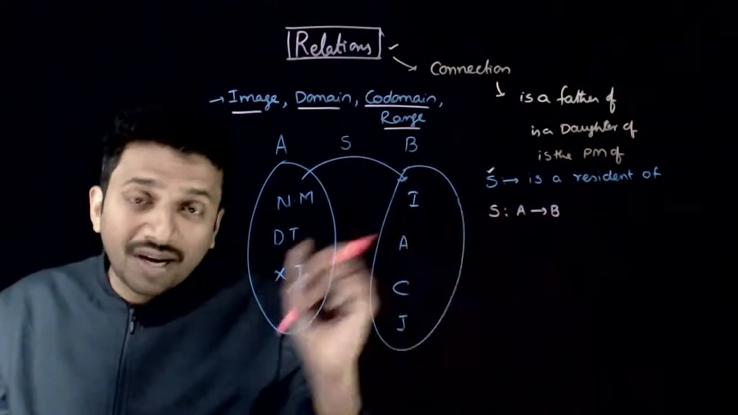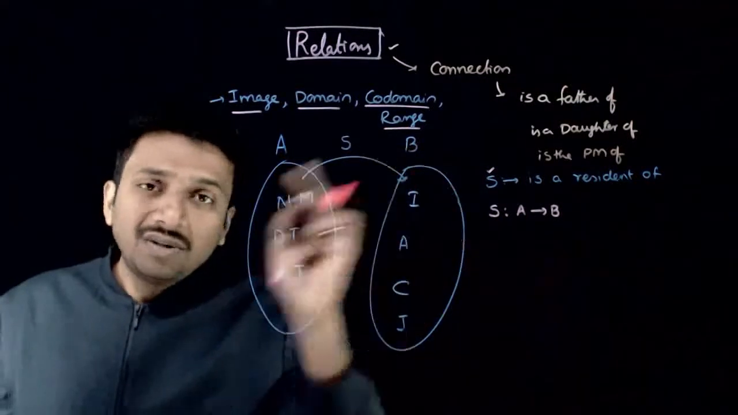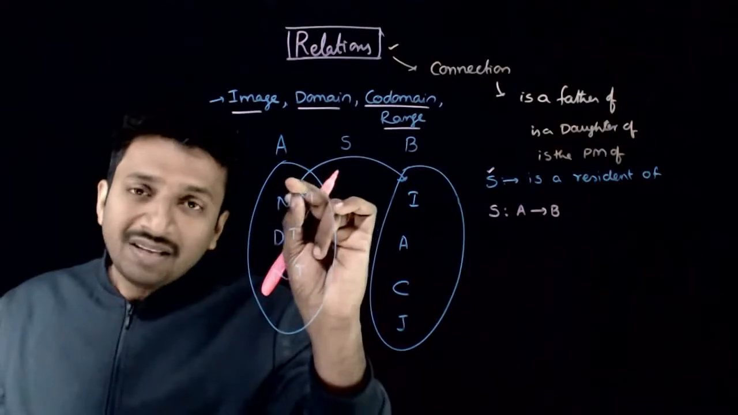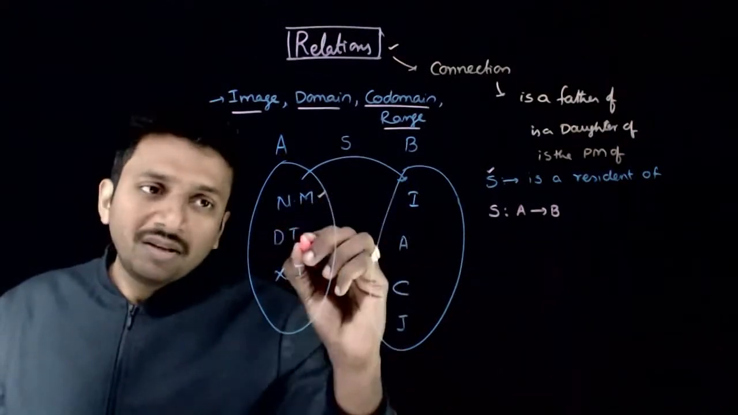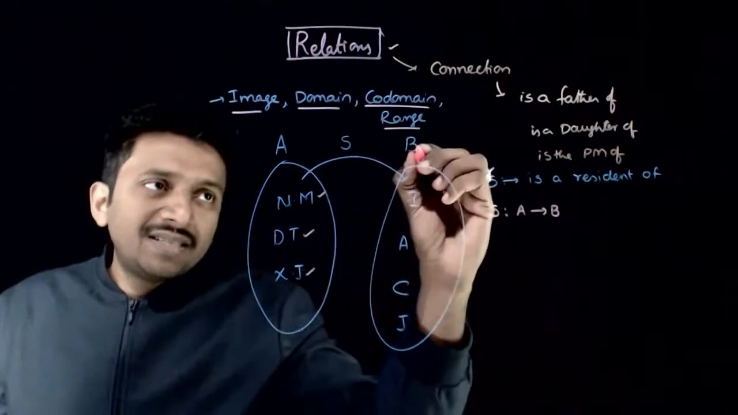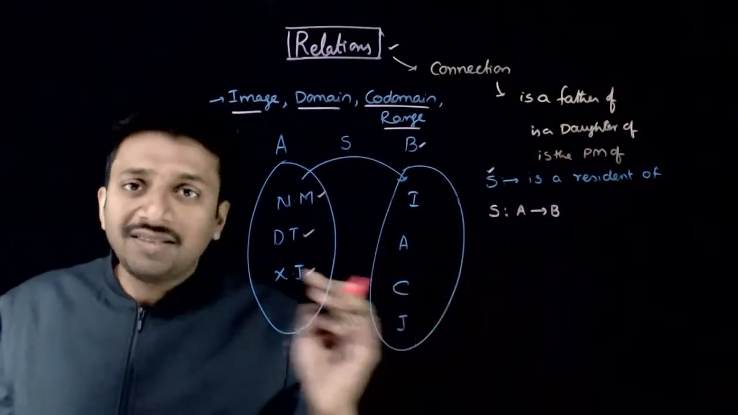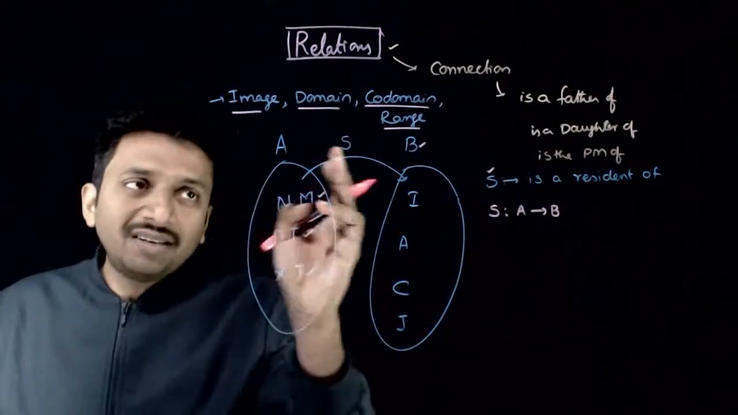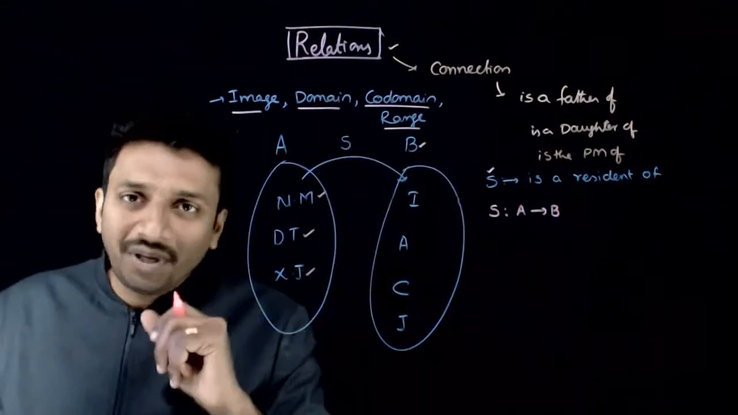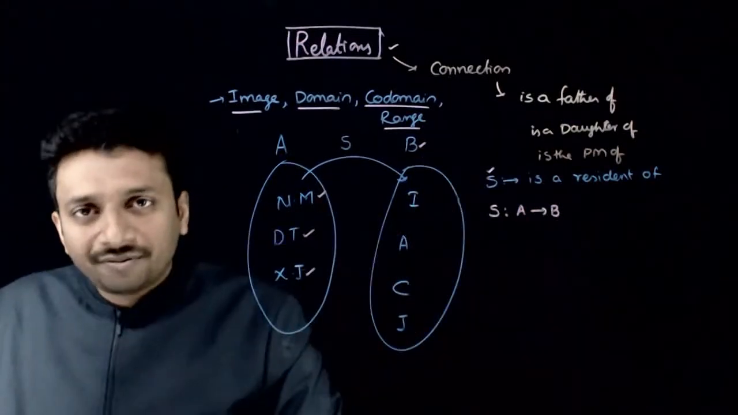This is how I write. S is a relation defined from set A to set B. And what are the elements of set A? For example, set A contains Narendra Modi, Donald Trump, and Xi Jinping. And set B contains 4 countries: India, America, China, and Japan. So let us take that this relation S is defined from A to B. And the definition of the relation is "a resident of."